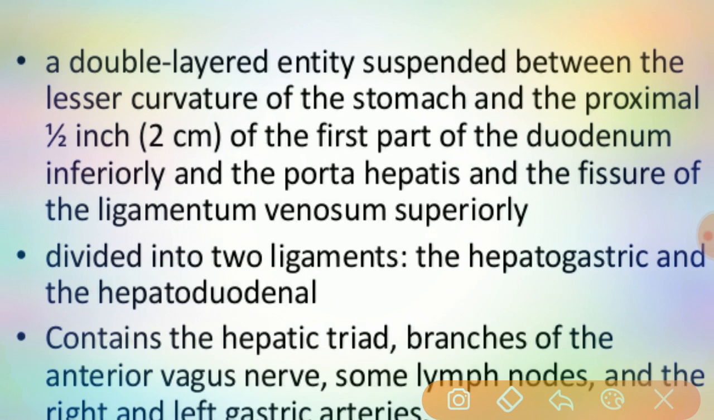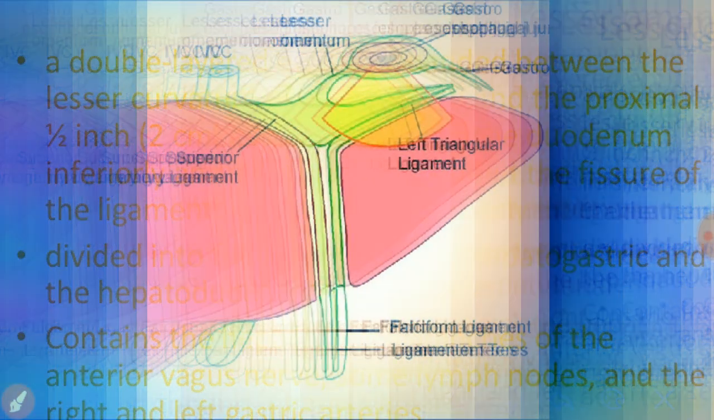The lesser omentum is a double-layered entity suspended between the lesser curvature of the stomach and the proximal half-inch, meaning 2 centimeters, of the first part of the duodenum inferiorly, and the porta hepatis and the fissure of the ligamentum venosum superiorly. Okay, and it contains the hepatic triad, branches of the anterior vagus nerve, some lymph nodes, and the right and left gastric arteries.